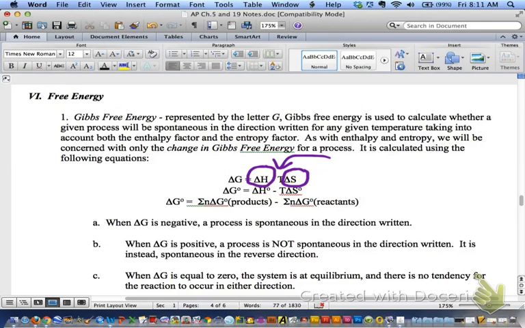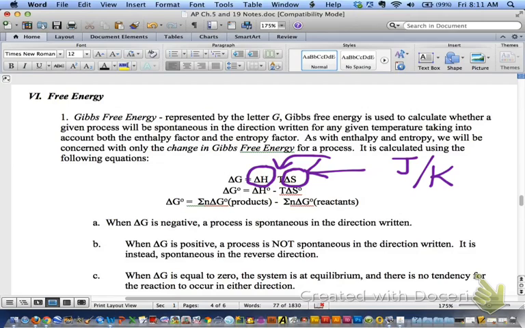Tommy asked about the temperature. It is capital T, and it must be in Kelvin. You'll see that because the units for delta S are going to be joules per Kelvin. With that T in front of the delta S, the temperature has to be in Kelvin in order for those units to cancel out. Does that make sense? That was a great question.